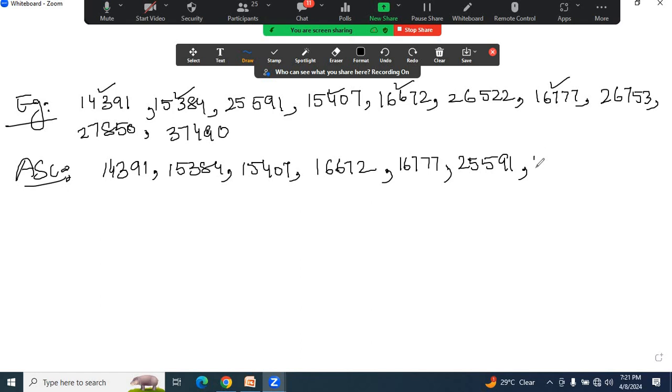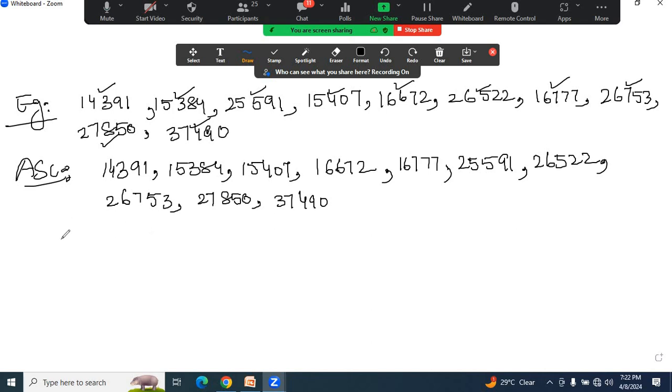Then I have 26522. 26. This is done. Then I have 26753. Then 27850. Then 37490. I hope every item is covered. This is done. This is done. Yes, okay. So this is my arrangement in ascending order.